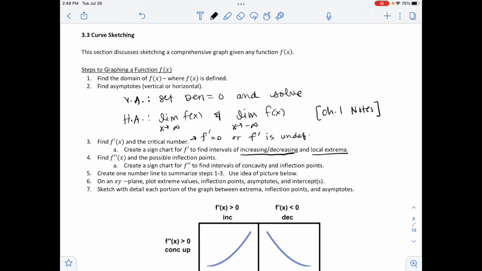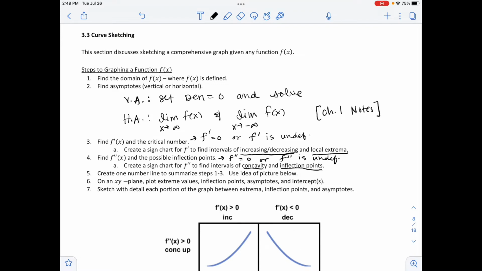Number 4 says to find f double prime of x and the possible inflection points, which again is going to be where f double prime is equal to 0 or where f double prime is undefined. We also need to create a sign chart for f double prime and find intervals of concavity. So this is concavity and the inflection points. Remember that your inflection points occur where the concavity changes.